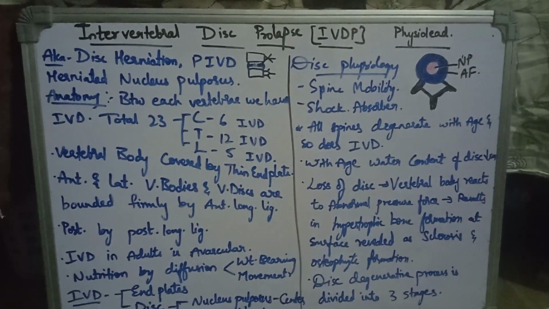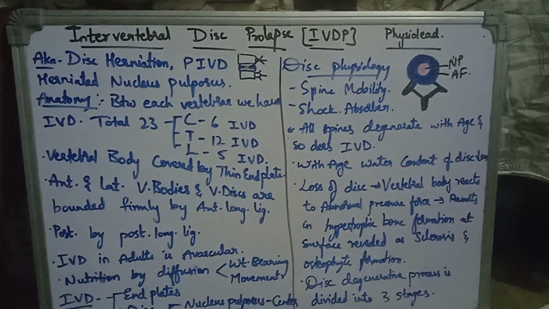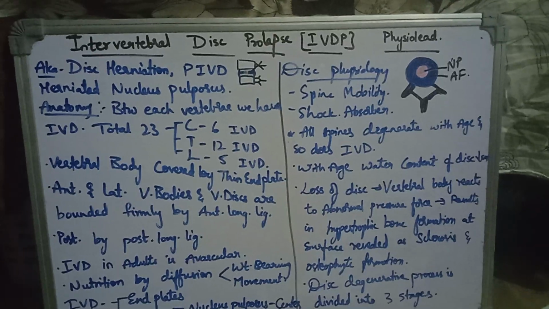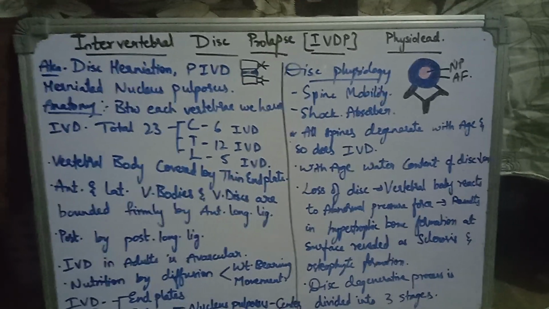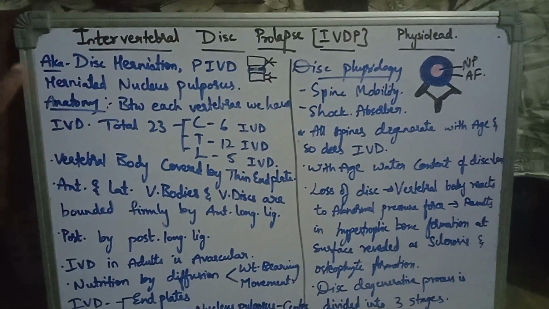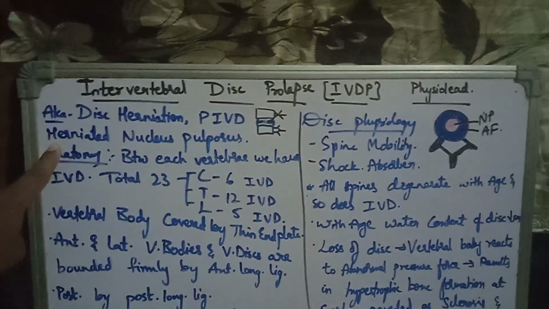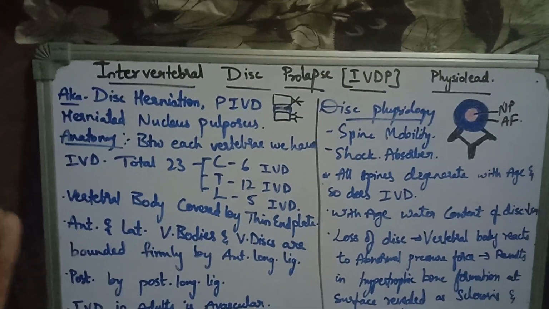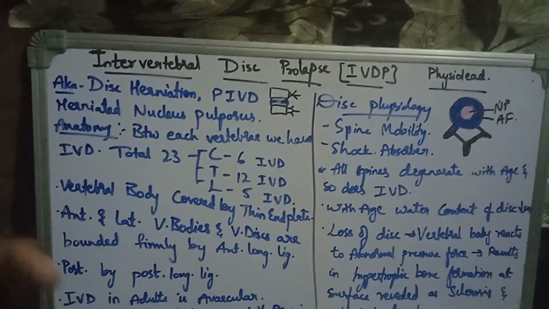Today I am going to explain intervertebral disc prolapse, most commonly called IVDP, disc herniation, or PIVD, that is prolapsed intervertebral disc. It is also known as disc herniation or herniated nucleus pulposus. The anatomy behind this is, so we have our spine, right?